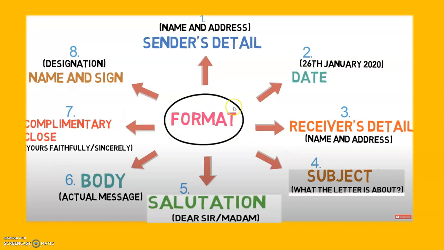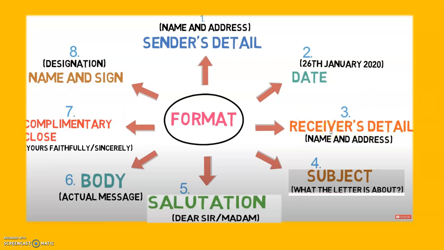Now, looking at the format here, the first step is what? Sender's detail. Second is what? Sender's detail means what, children? First, your name and address. Okay. Then date, you put your date in full. Then receiver's detail. Okay. You write to whom you're writing.